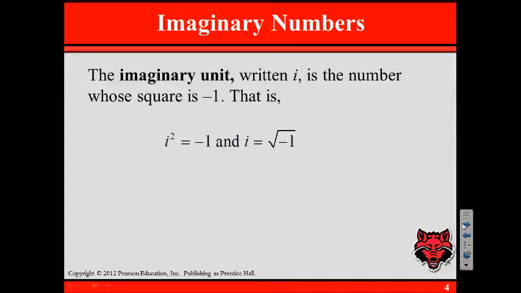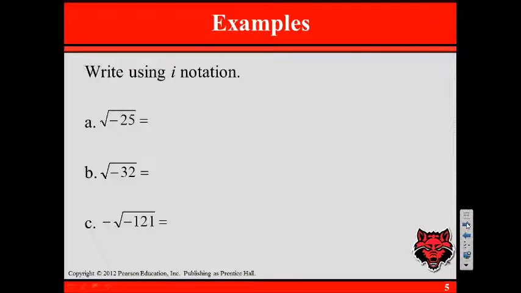The imaginary unit, written i, is the number whose square is negative 1. That is to say that i squared equals negative 1. So then the square root of each side would give us i equals the square root of negative 1. Let's try to rewrite a few radicals using i notation.